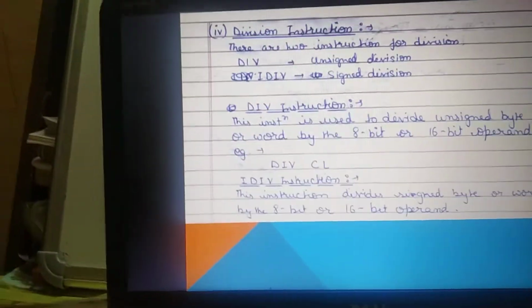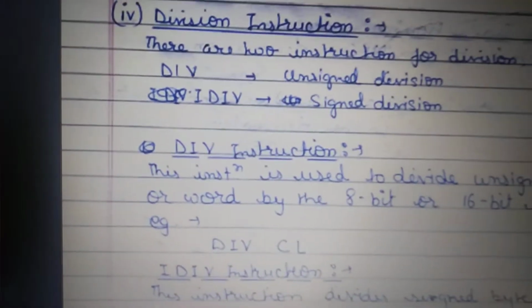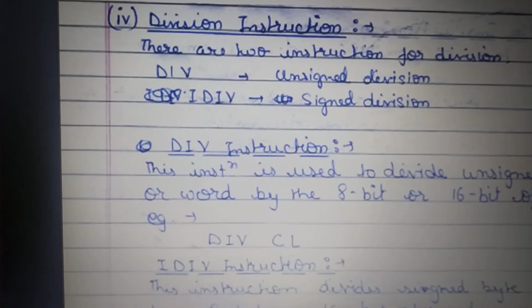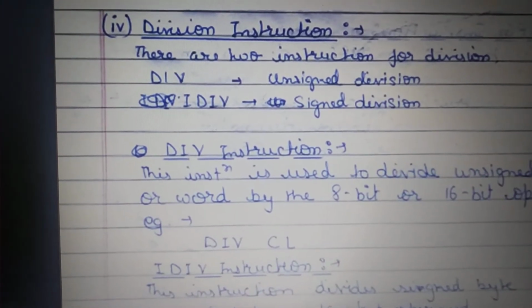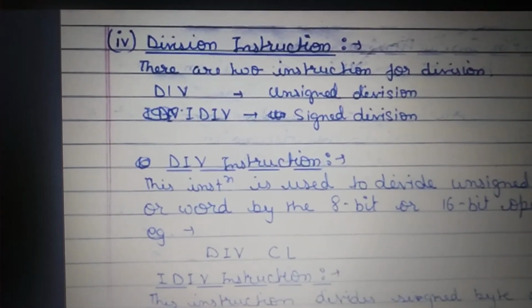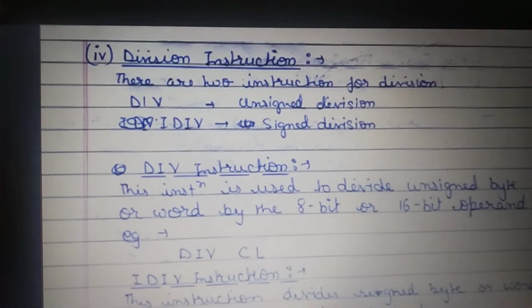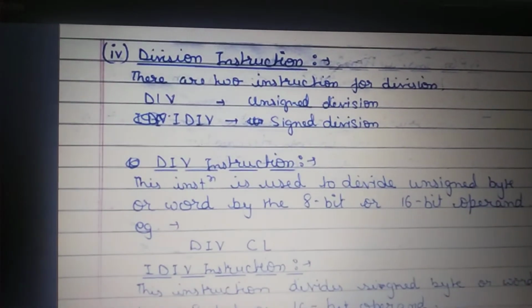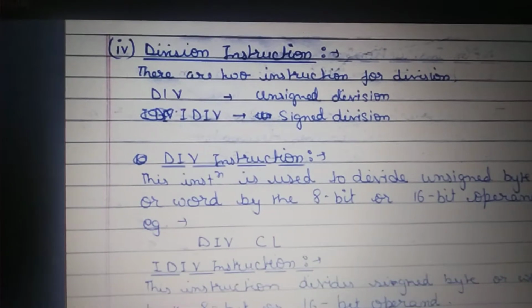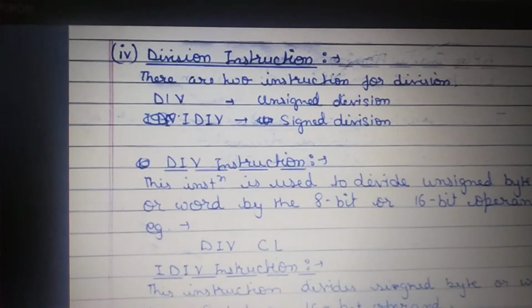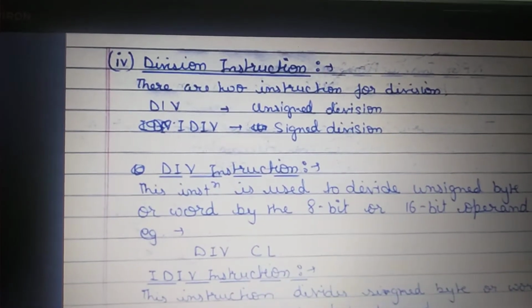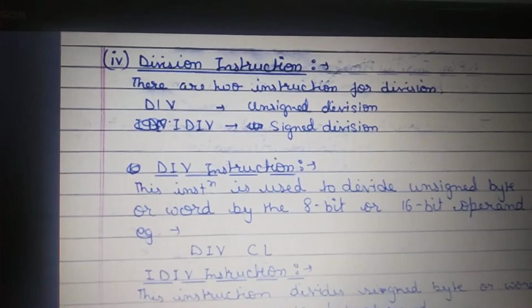Similarly, division instruction is there. The format of division instruction is also similar. There are two division instructions, signed and unsigned division. DIV is instruction for unsigned division and IDIV instruction for signed division. So if we execute DIV instruction, it will divide the content of accumulator by the content of 8-bit or 16-bit operand given in the instruction.